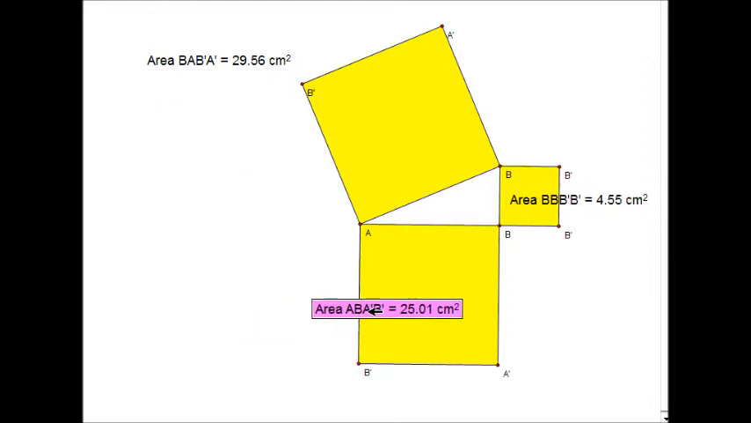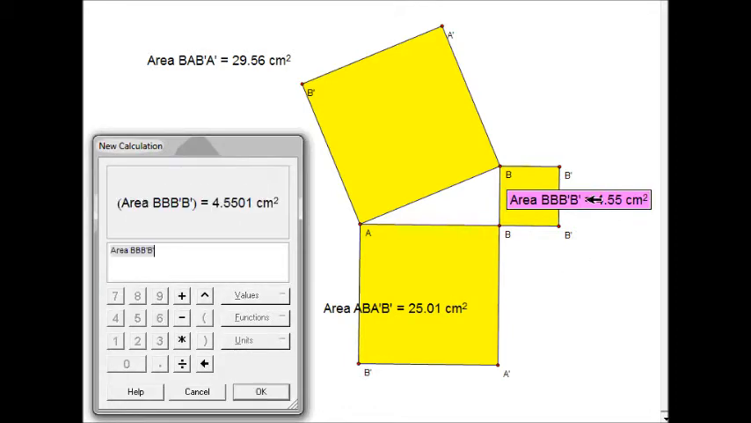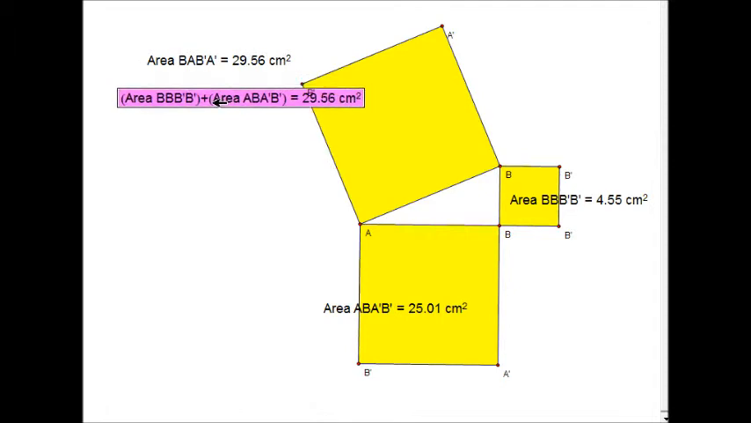The second square was 25. You add about 5 and 25, you get about 30, which is about the value for my largest square, but we can show that more accurately using a calculator. So I shall add the two smaller squares, and we end up with a value that is the same as the square on the hypotenuse.